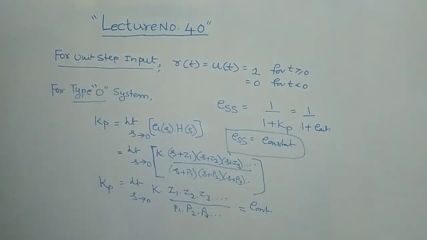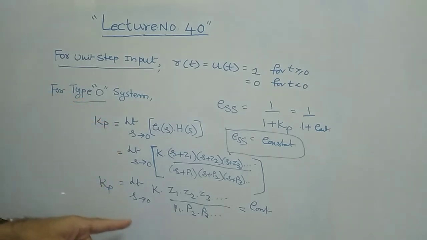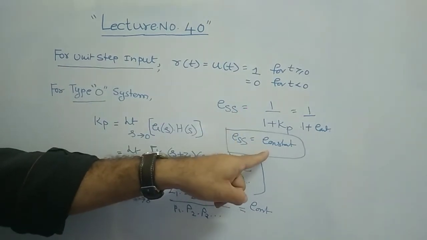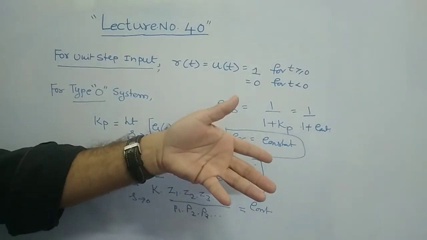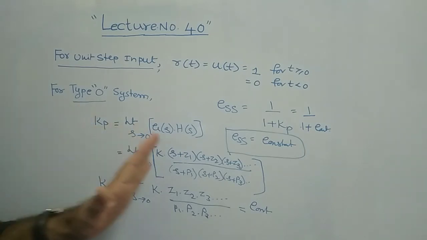For the type 0 system, we have seen the positional error constant. This constant we have substituted in the definition of the steady state error, and then we have obtained the value of steady state error. That's all. Likewise, in the examination they will ask, for a type 0 system with the step input, what is the steady state error? You have to write that. They will give you options like constant, infinite or 0. Then you must remember this.